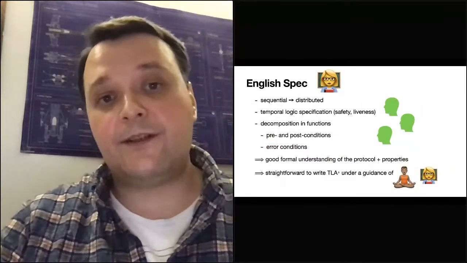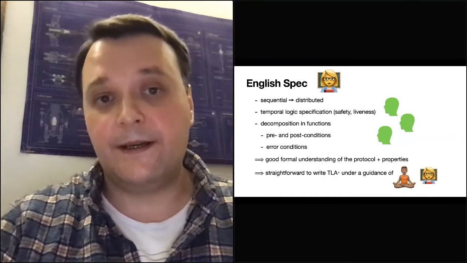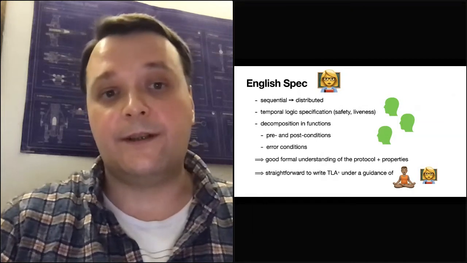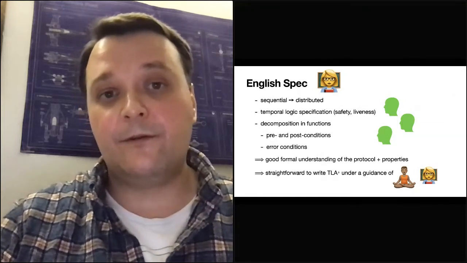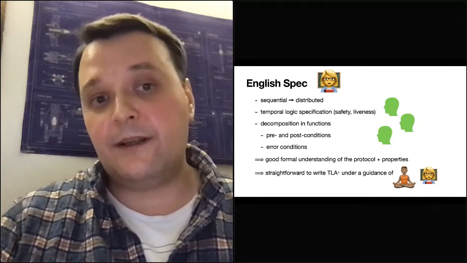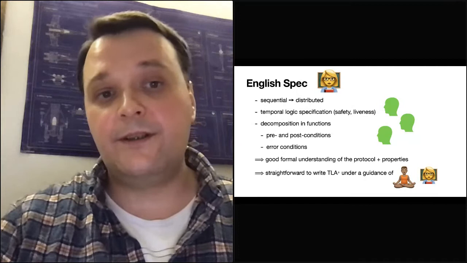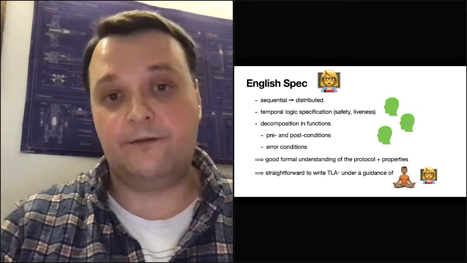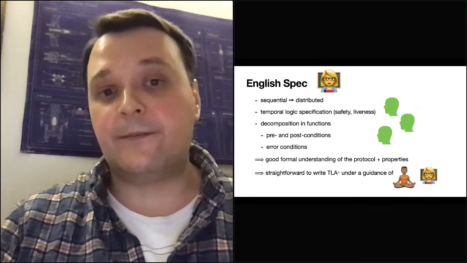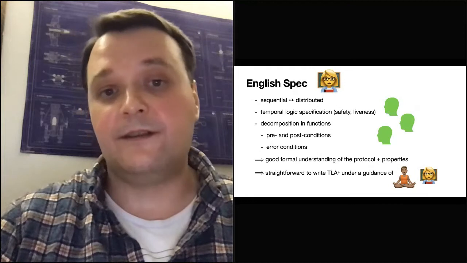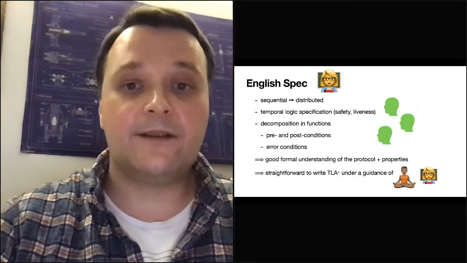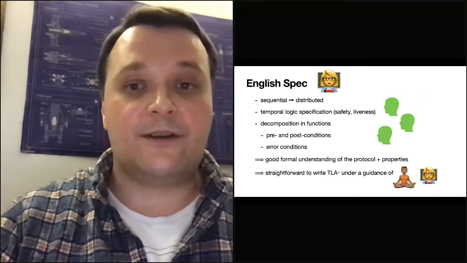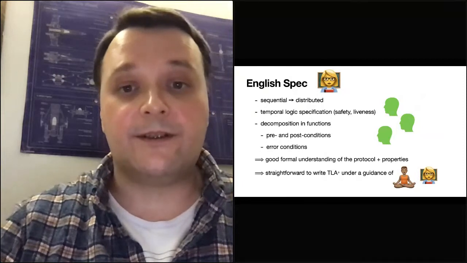So in an English specification, we are trying to capture a protocol at a high level, more or less at a mathematical level, but without going into too many details. We start with a sequential statement of a problem. Like if you had a sequential algorithm, then we transform it into a distributed problem. And more importantly, we also specify what kind of properties we expect from the protocol. Say we expect some safety properties, for instance, that the agreement is never violated, and some liveness properties, for instance, that all validators will eventually decide on some value, on some transactions.